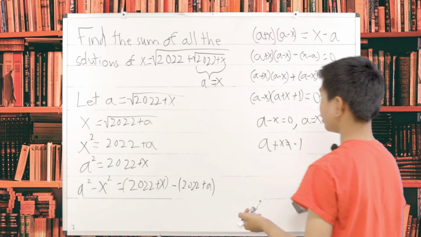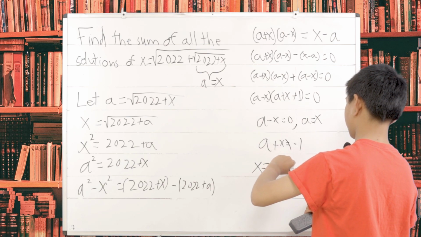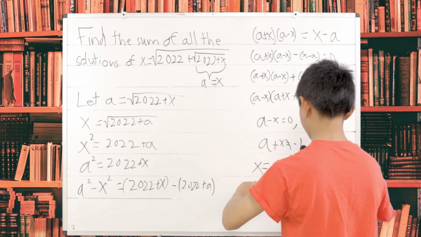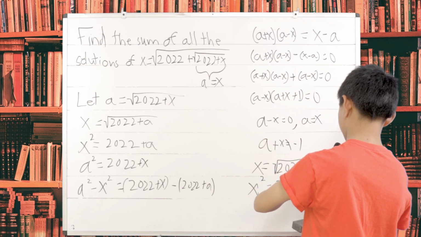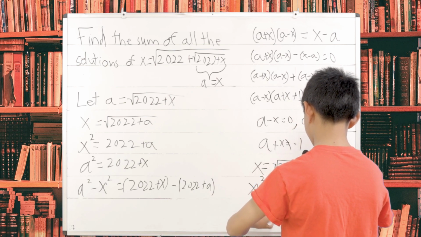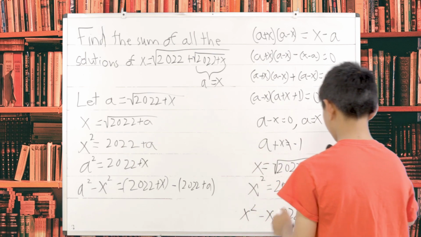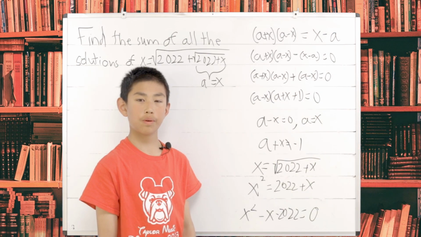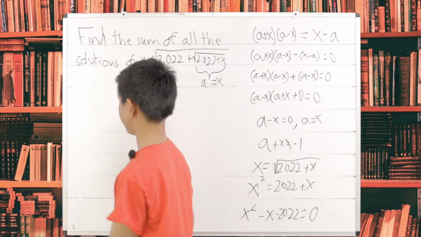So, therefore, our new equation, x is equal to the square root of 2022 plus x. Now, x squared is equal to 2022 plus x. X squared minus x minus 2022 is equal to 0. Now we use quadratics to solve this. Now we've obtained a quadratic formula and we just use the quadratic formula to solve it.